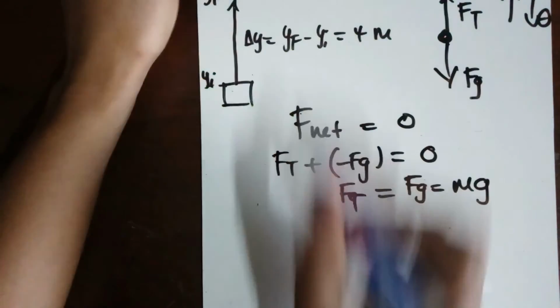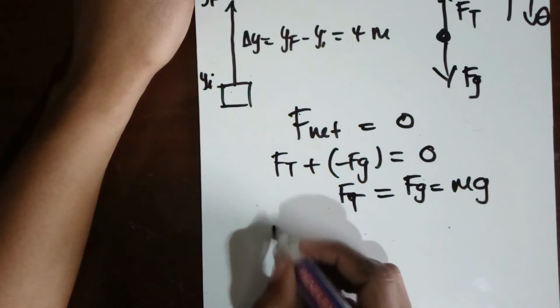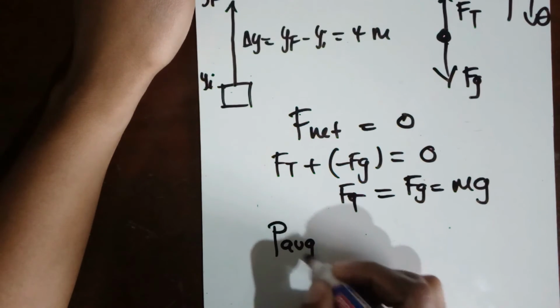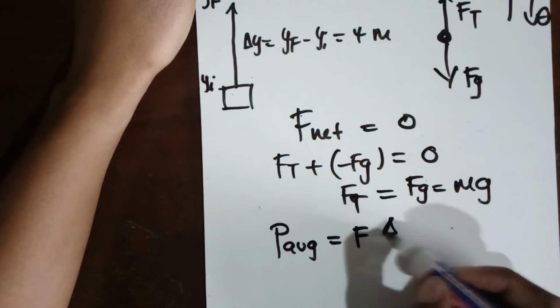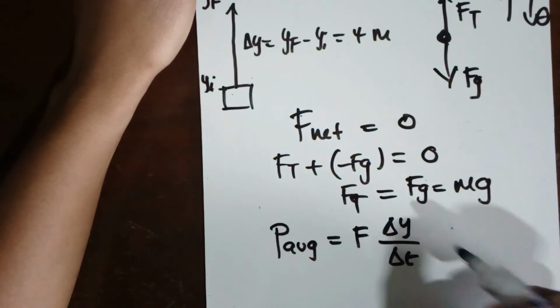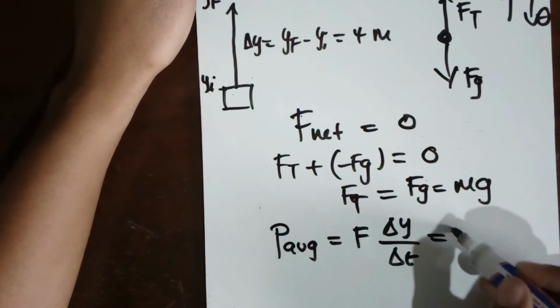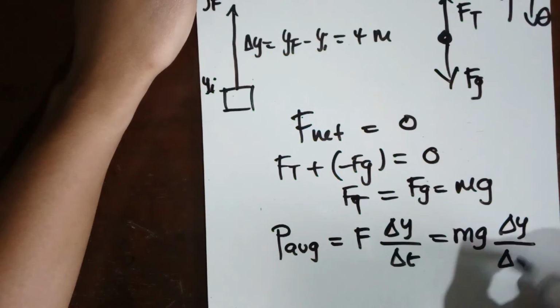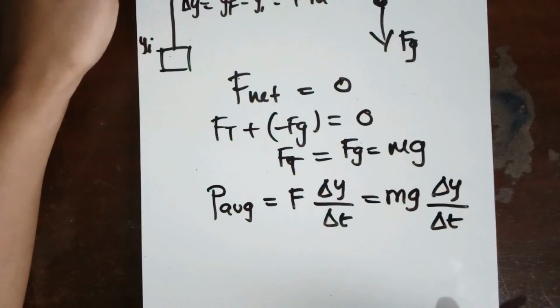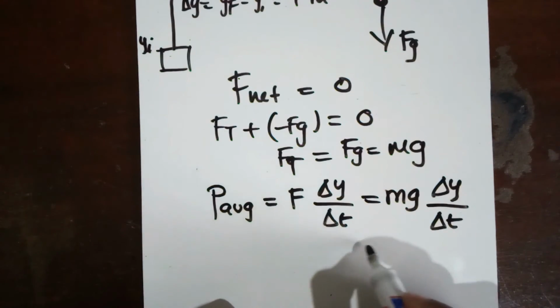And then we can take our equation that we wrote there and say P average then will be equal to F, a change in Y over a change in T, meaning it will be F, we said it's given by mg, a change in Y over a change in T. Okay, cool. So now we seem to have everything that we need.